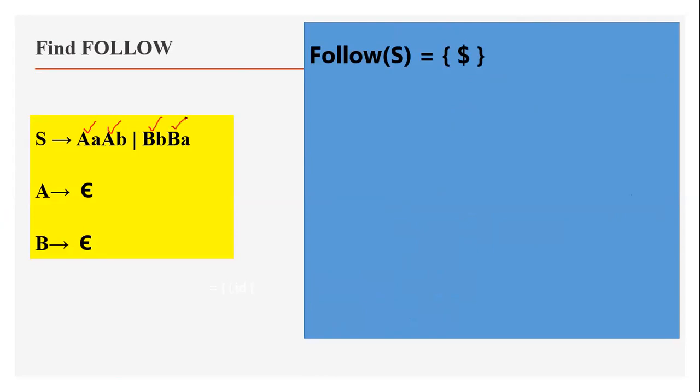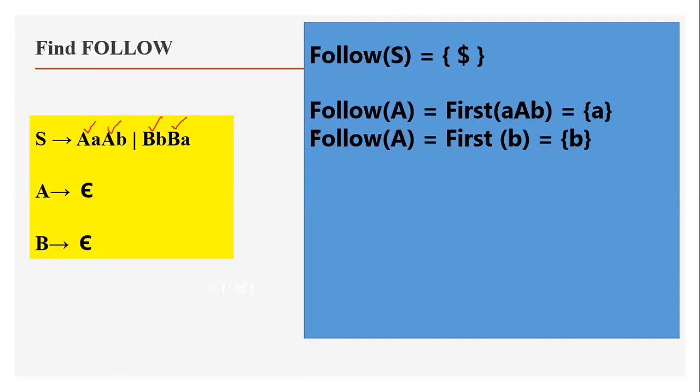So for each non-terminal that exists in the RHS, you have to find follow. We'll see what is follow of this A first. Follow of A is equal to first of AAB. First of AAB, the answer is A itself because it started with a terminal. Now we'll move to the second A. What is follow of this A? Follow of this A is first of B. So B is the answer. So totally follow of A is A comma B.